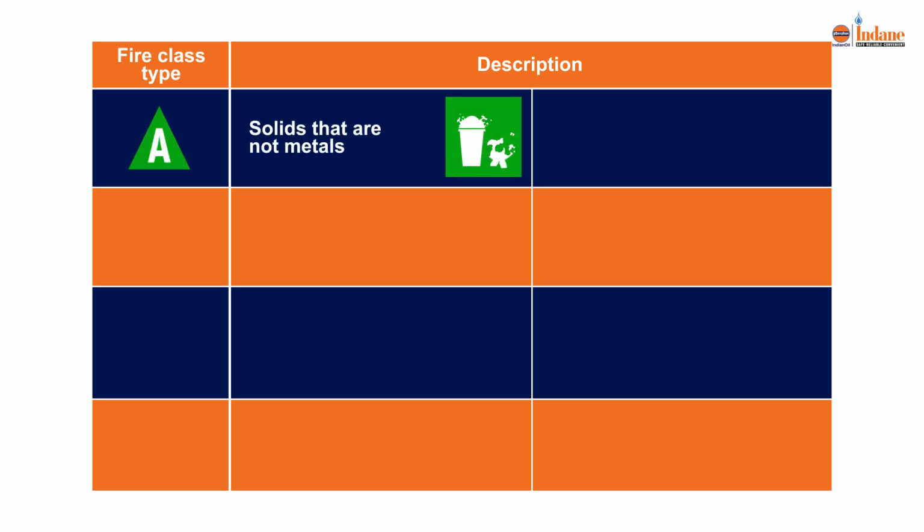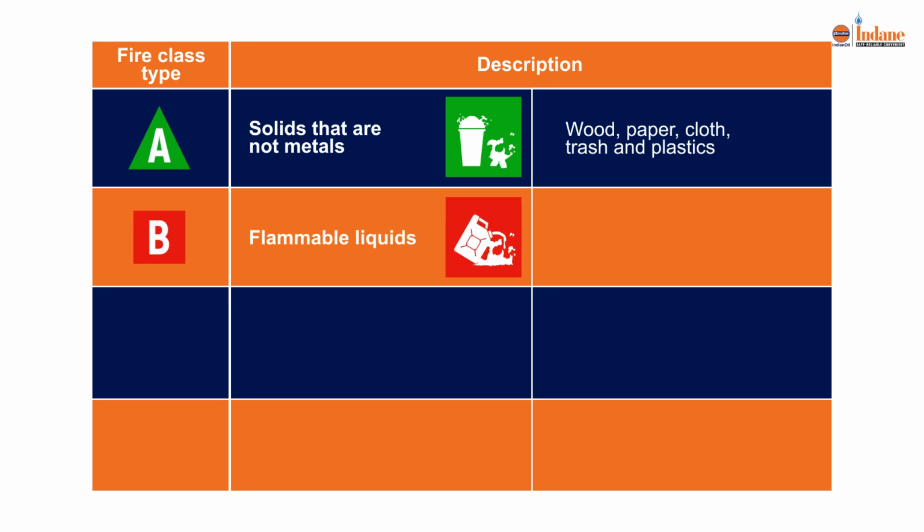Based on the materials involved, a fire outburst may be classified into 4 different categories. Class A includes solids that are not metals. For example, wood, paper, cloth, trash, and plastics. Class B includes flammable liquids like petrol, oil, kerosene, alcohol, grease, acetone, solvents, and paint.